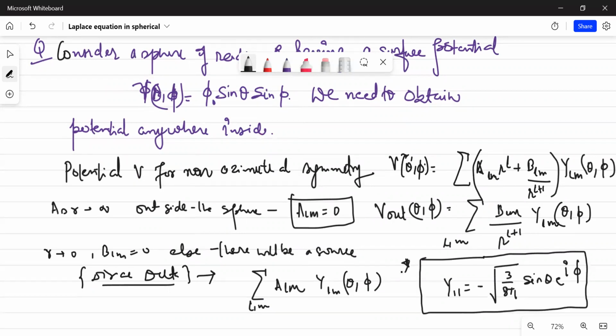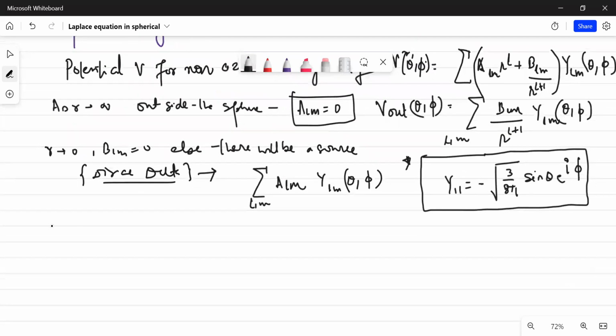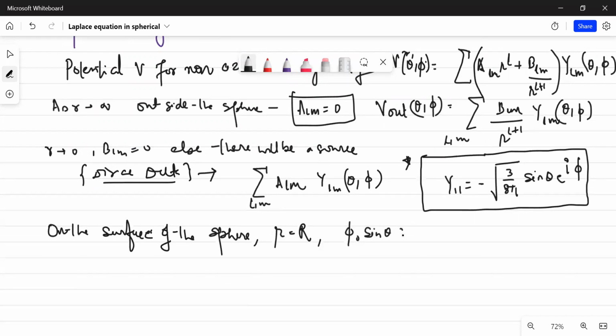This is Y11. Now, if you just see that your potential on the surface is given by phi naught sine theta sine phi. On the surface, your r is capital R. So on the surface of the sphere, that is at r equals R, my potential is given by phi naught sine theta and sine phi. So I will simply write this potential at r equals R, and there will be some theta and phi functions also.